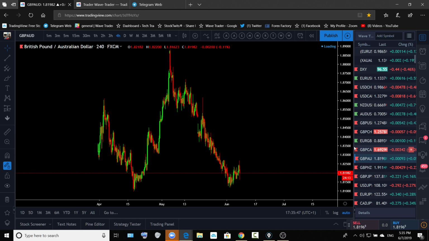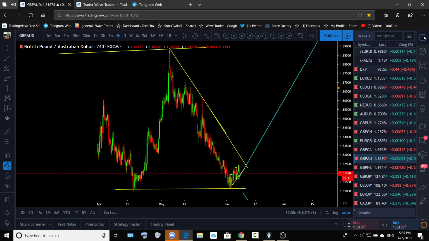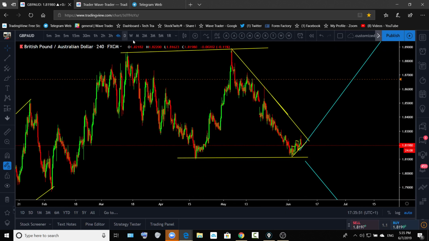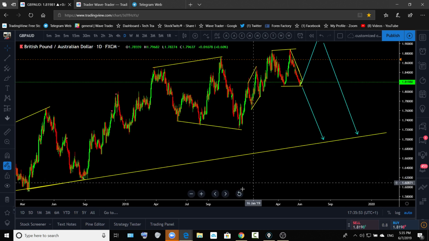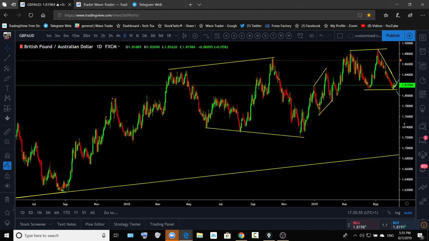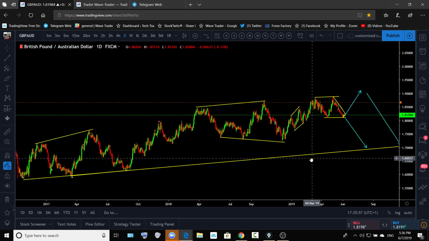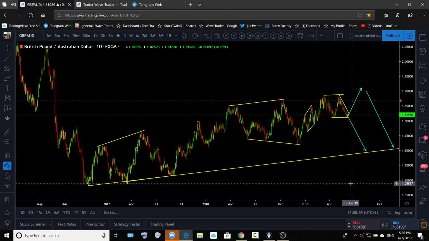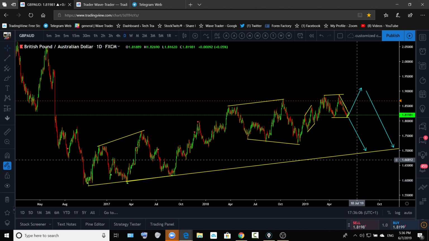And pound Australian dollar. Okay, we are neutral on the pound Australian dollar. We can see one more up move and we can see continuation to the downside. Currently we are having a correction over there, which is just trying to break down and trying to continue in that direction.